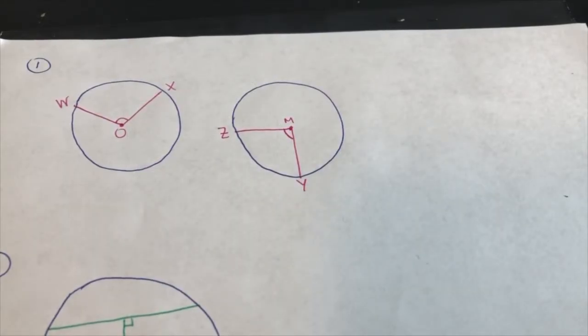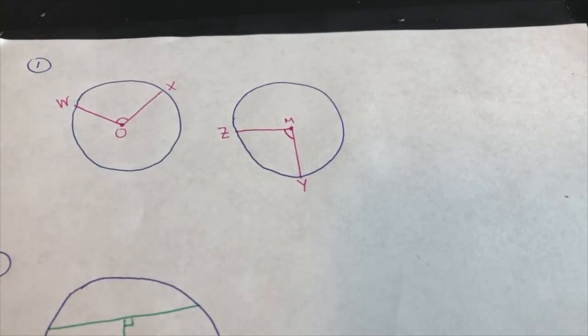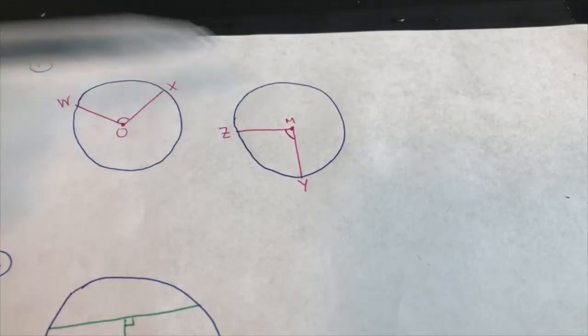I know a lot of you in geometry are working on chords and angles within circles. We're on the circles chapter. In number one here, this isn't really about chords. This is more about radii of circles. In this question, it's basically asking what can you conclude about WOX and ZMY, given that the circles are congruent, meaning they're the same size exactly.